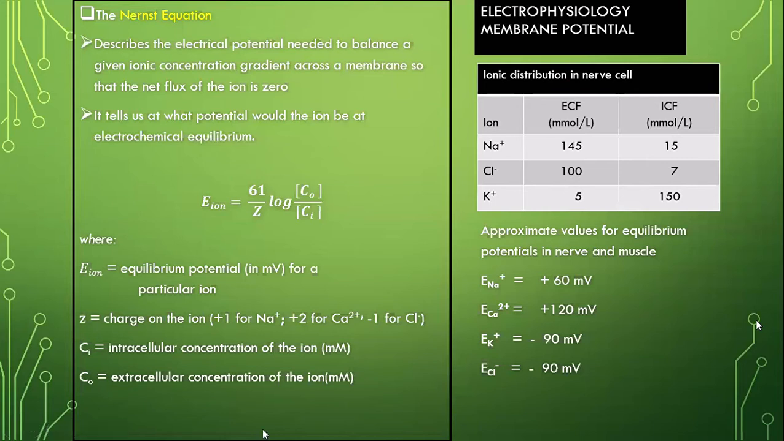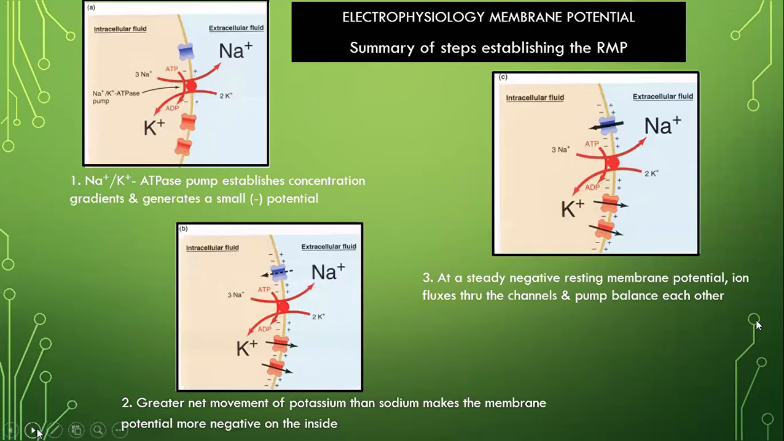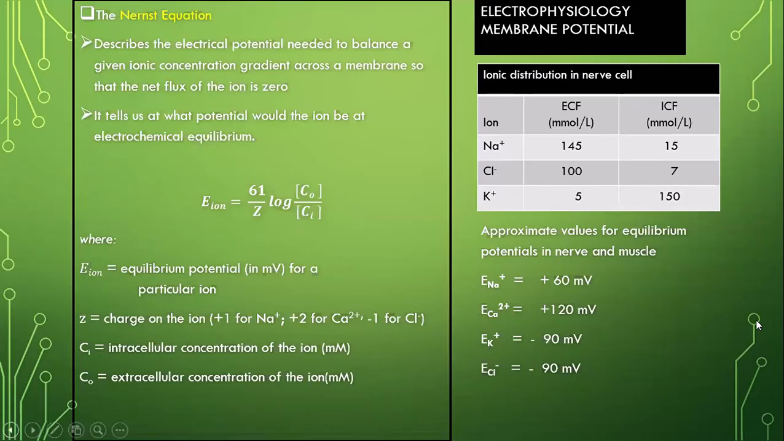The approximate values for equilibrium potentials in nerve and muscle: for sodium, it is plus 60 millivolts. For calcium, since it is plus 2, it is 120 millivolts. For potassium, minus 90 millivolts. And chloride, minus 90 millivolts. They have the same as potassium.